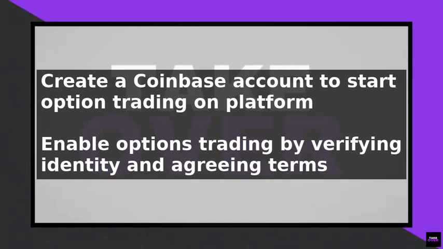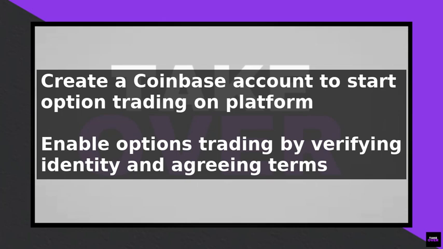To start option trading on Coinbase, you first need to understand what options are. Options are contracts that give you the right, but not the obligation, to buy or sell an underlying asset at a predetermined price. On Coinbase, you can trade options on various cryptocurrencies.